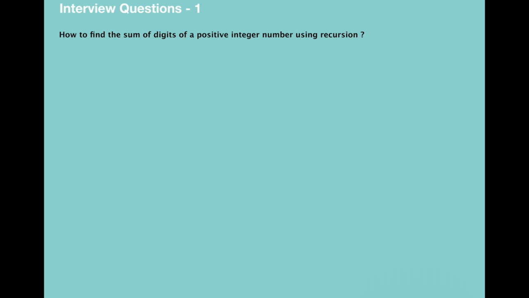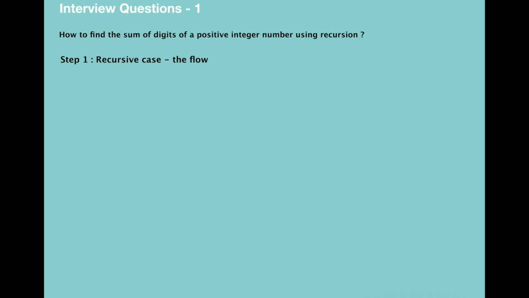As you see, the first question is how to find the sum of digits of a positive integer number using recursion. We know that we have a three-step process for this. So as always, we start from the first step. So what's our first step? The first step is to find the recursive case, the flow. So the question is how to find the recursive case for the sum of digits of an integer number.